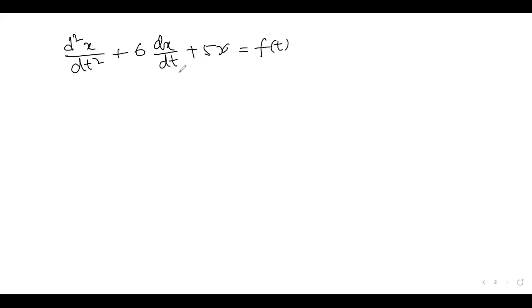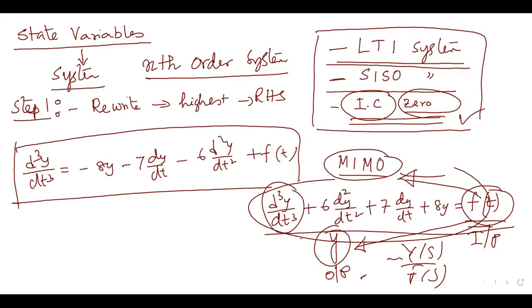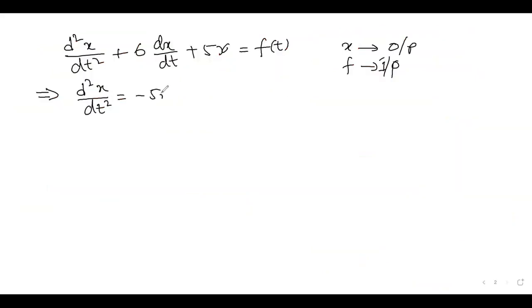So here of course if we solve we'll get x, so x is the output and f is the input. Now how to express it in the state variable form? First thing, you rewrite it such that the highest order derivative is in the left hand side. Sorry, I said right hand side, it will be left hand side. Highest order derivative is in the left hand side of the equation. That means here this is minus 5x minus 6 dx dt plus ft.